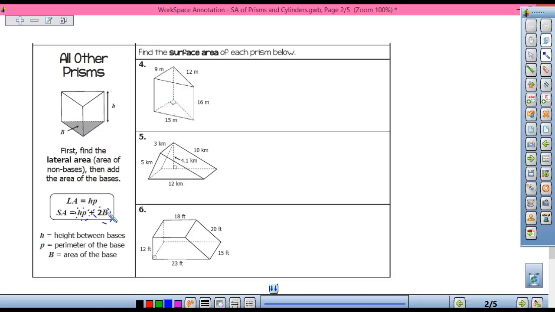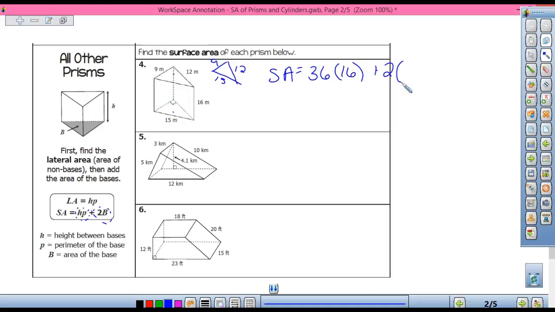So in number 4, what is my base? It's a triangle, yeah. There's the top and bottom, give me a triangle. So in this triangle, this guy is 50. Alright, so surface area equals, what's my perimeter? 36 times, what's my height? 16 plus 2 times, what's the area of my base?